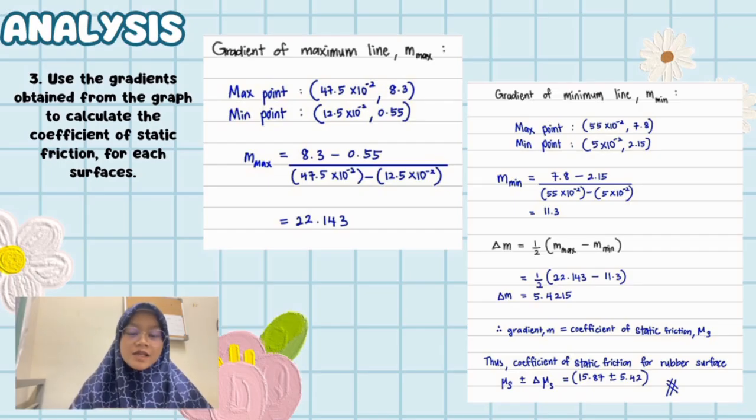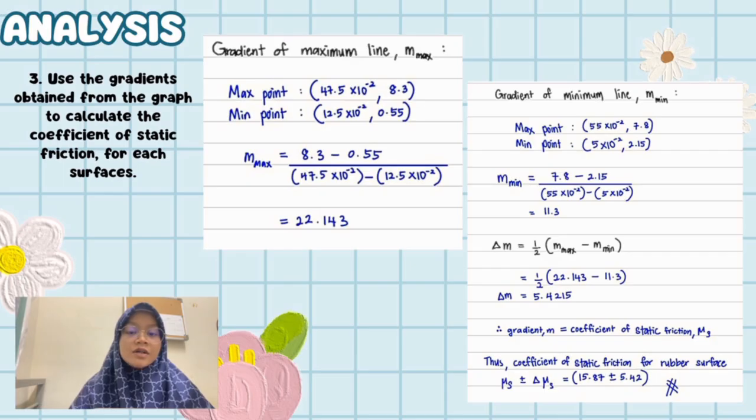And now we're going to find the gradient of the minimum line. So as usual, we have to find the maximum point and minimum point. The maximum point is 55 times 10 to the power of negative 2 and 7.8, and the minimum point is 5 times 10 to the power of negative 2 and 2.15. So we put the values into the gradient formula. We would get that the minimum gradient is 11.3.